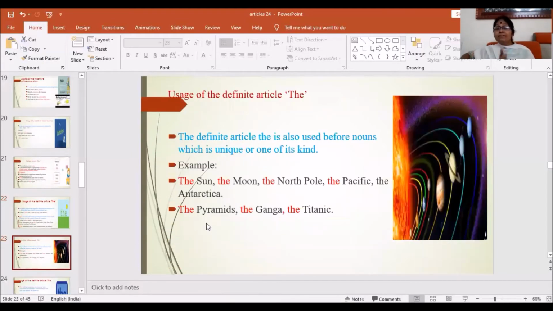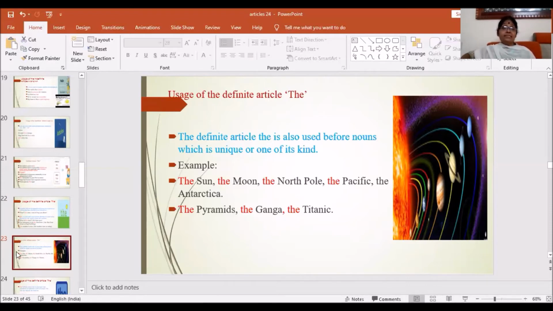Now, the definite article the is also used before nouns which are unique or one of their kind, right? When certain things are unique and one of their kind, we use the definite article the. For example, the sun, the moon, the North Pole, the Pacific, the Antarctica, right? The pyramids, the Ganga, the Titanic. So these are all one of their kind. So we are very specific about it. So in such cases, we use our article the, right?